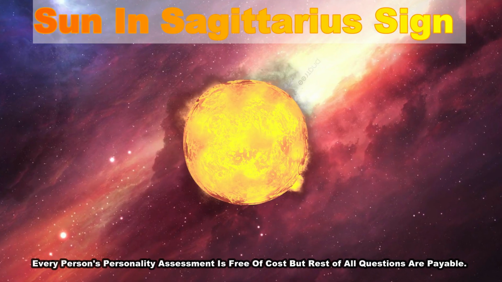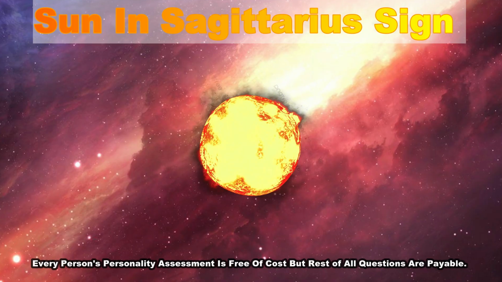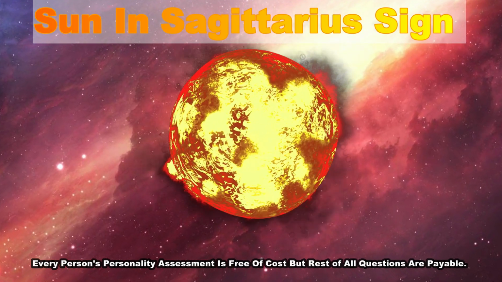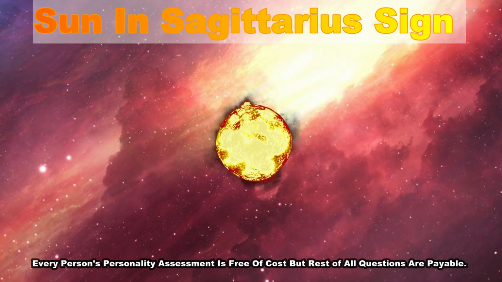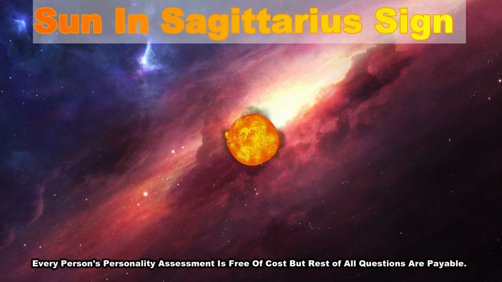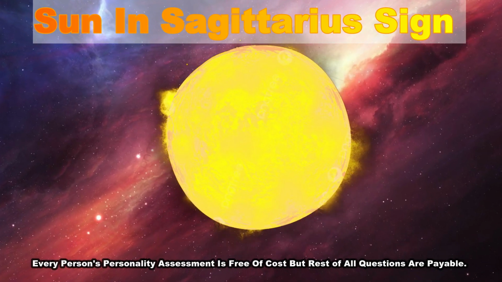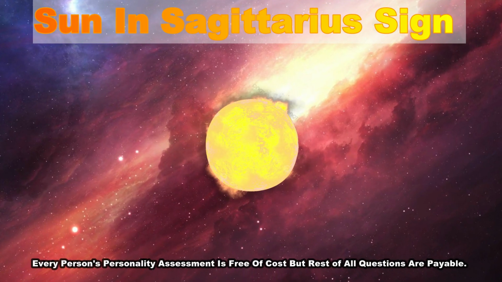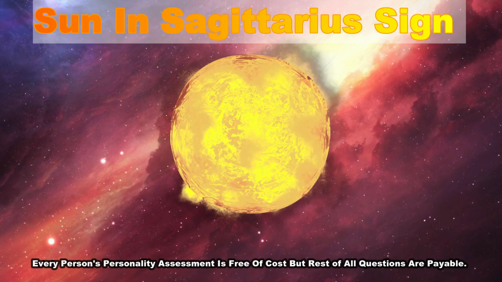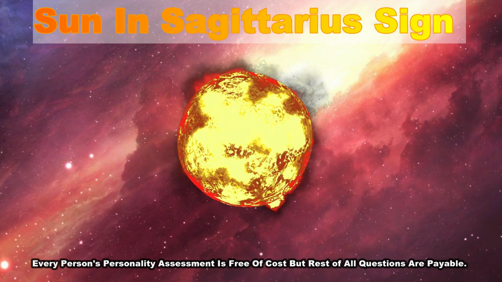The placement of the Sun in the sign of Sagittarius indicates that the individual walks the path of truth and righteousness. The native seeks purpose and meaning in life. The native possesses a spiritual and philosophical mindset. The native possesses leadership capabilities, which are exercised in alignment with moral values.